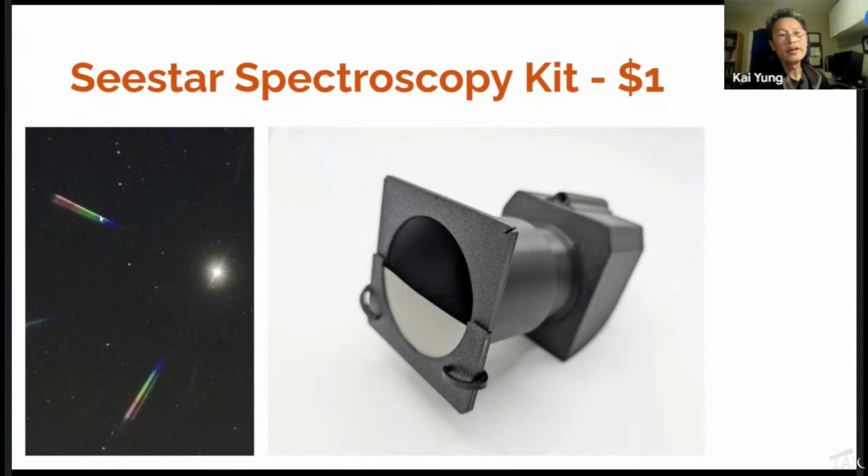You can actually see Balmer lines. You can almost see that with just a simple $1 grating. And I have demos and videos that show people how to do that. That's all in the resources I'll show at the end.